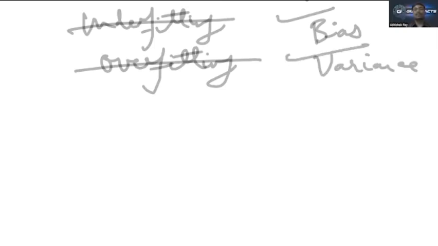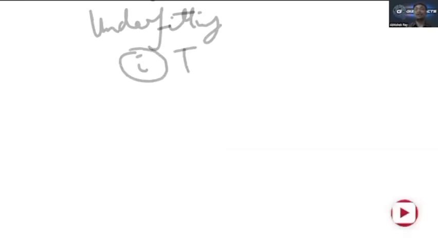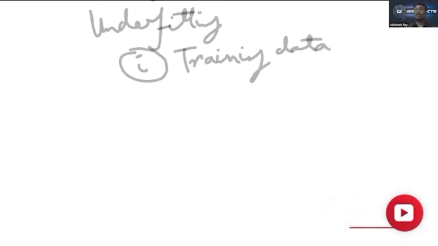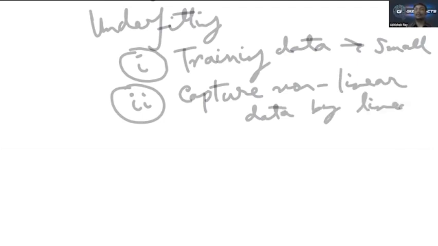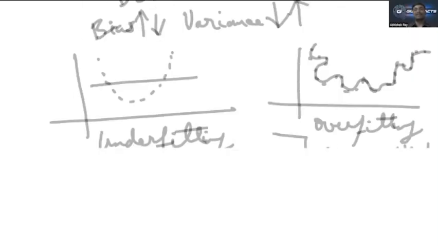Now let us see what are the possible causes for underfitting. Underfitting may happen if the training data set is very small, or if we are trying to capture non-linear data with linear models, like linear regression. If the training data is small, then the model cannot learn enough to predict. That's where we get underfitting. And if we are trying to capture a non-linear model, like this parabola, with the help of a straight line, with the help of linear regression, then also it leads to underfitting.